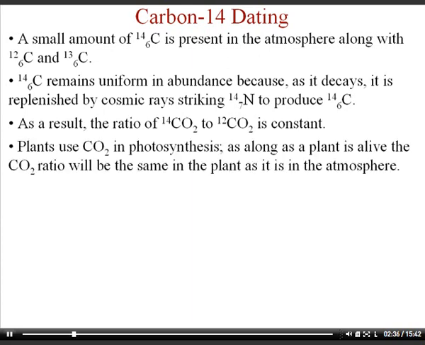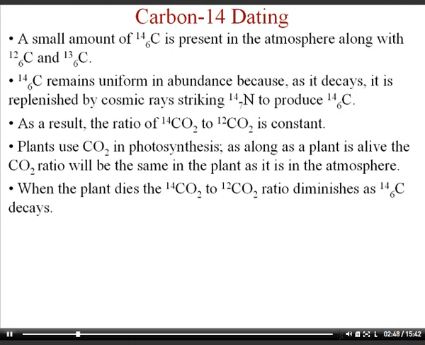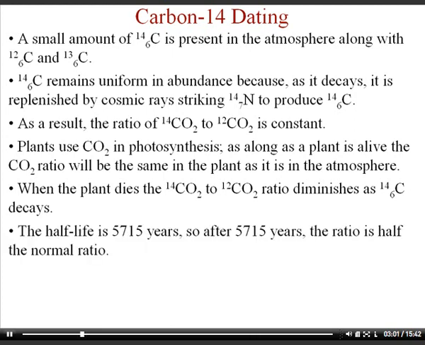It's very, very constant. Now plants use carbon dioxide in photosynthesis, and as long as the plant's alive, the carbon dioxide ratio will be the same in the plant as it is in the atmosphere. But once a plant dies, the carbon-14 that the plant has taken in starts to decay, and this ratio lowers. So the carbon-14 decays, and so the carbon-14 to carbon-12 ratio diminishes. Now the half-life again is 5,715 years. So after 5,715 years of being dead, a plant will have half as much carbon-14 as it should have when it was alive.